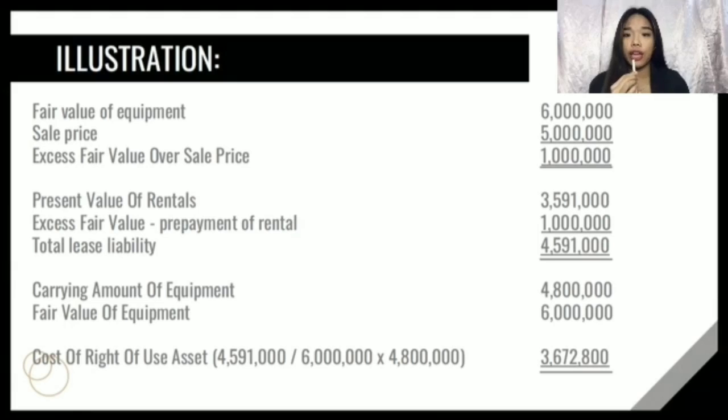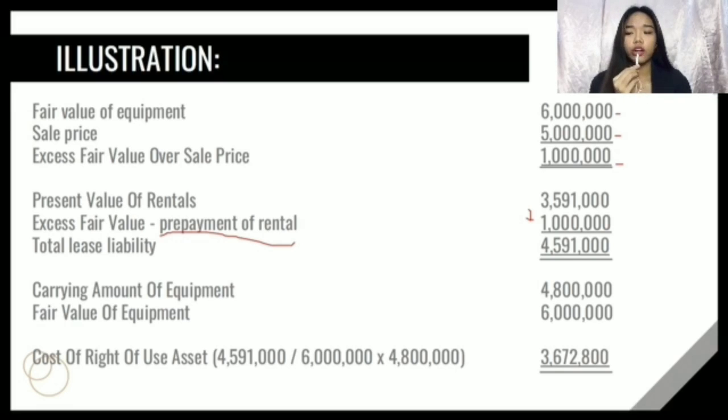The fair value of the equipment is 6 million and the sale price is 5 million. So there's an excess fair value over sale price. That's 1 million. The present value of rentals, which is 3,591,000, as you can see on the table, excess fair value or the prepayment of rental is 1 million. I-add natin yan. Then the lease liability is now 4,591,000.